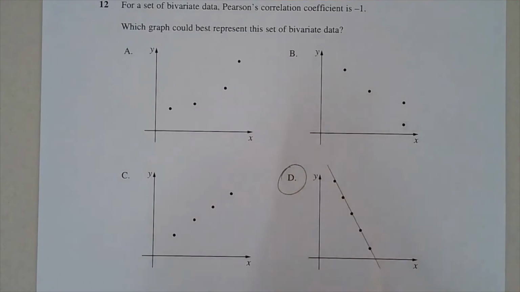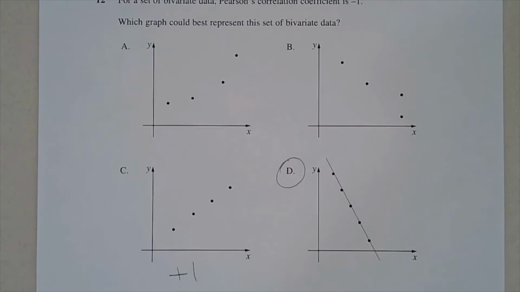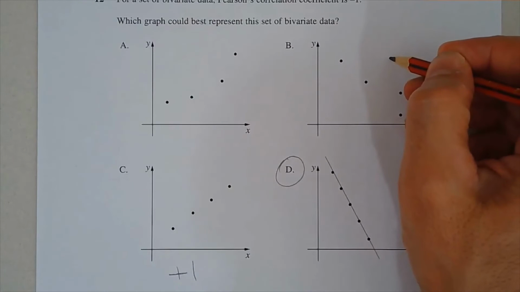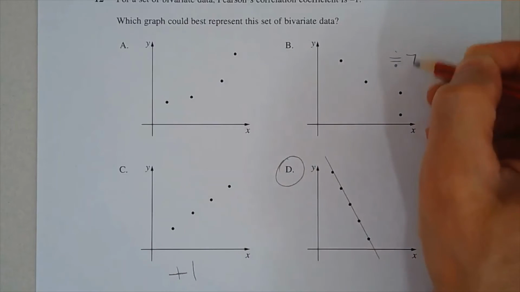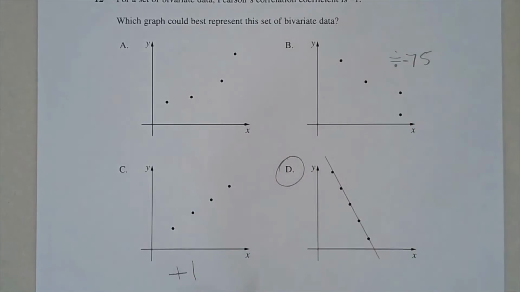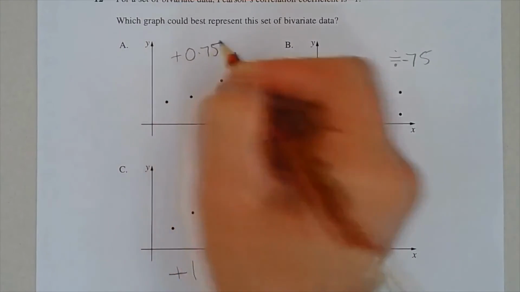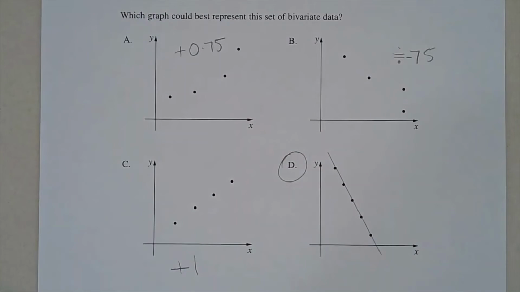And option D, it is. Now just quickly, option C would be a correlation coefficient of +1. Option B would probably be around negative 0.75, because it's downward. And A would probably be positive 0.75. So moderate to strong. Okay, so anyways, answer is D.